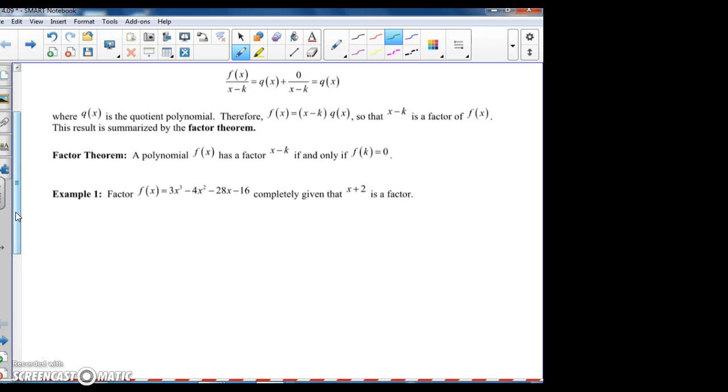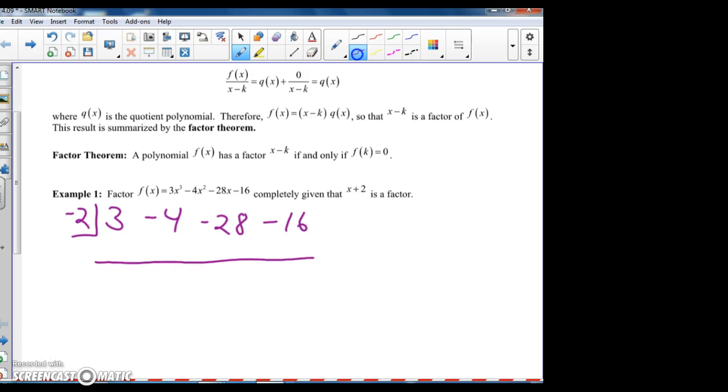Okay, all right. So look, if we've got x plus 2, then what's going to go in the box? -2. You're right. See, you guys all know this. Okay, that goes in the box, -2. Now tell me my numbers. 3, -4, -28, and -16. You got it. Okay, draw your line. Now tell me my numbers now.